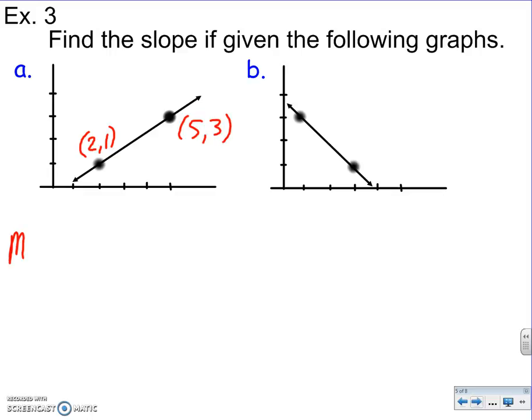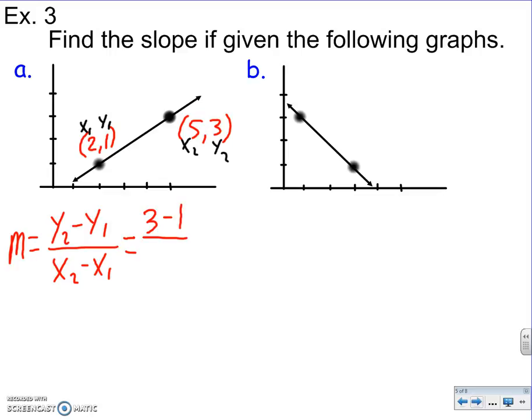So again, slope formula, m equals y2 minus y1 over x2 minus x1. I'm going to label this. I'll call this x1, y1, x2, y2. Plug it in. y2 is 3 minus y1 is 1 over x2 is 5 minus x1 is 2. That is 2 over 3. That's already reduced. That's my answer. The slope is positive 2/3. Remember, positive slopes go up, negative slopes go down. Zero slopes are flat sideways, left and right.